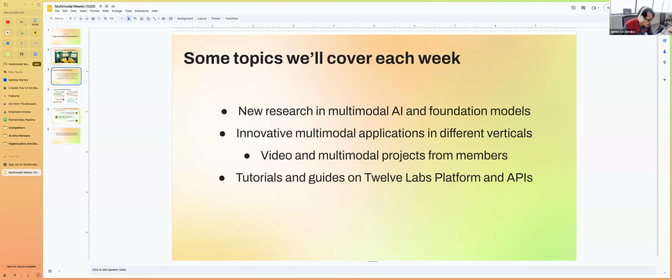We're a big fan of researchers, so I find relevant researchers who are working at the intersection of multimodal AI, video understanding, foundation models to come present their work at a webinar for the community to learn about. Occasionally, we have speakers from the industry talk about applications of multimodal in different verticals. Since our company focuses a bit more on video, we also have folks working in the industry who build video projects and share that with the community. And we also have internal team members come talk about how to use our platform and API.